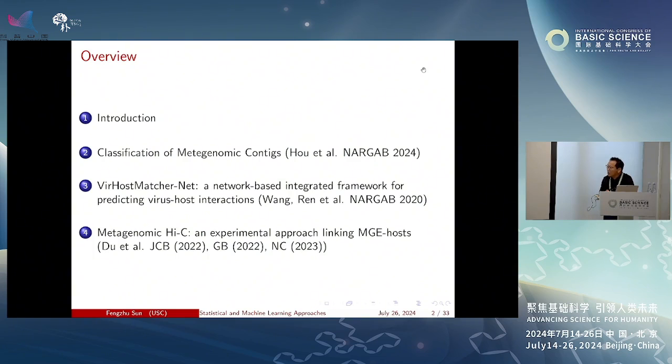Then I will talk about a computational method for classification of metagenomic contigs. So contigs, you can think about long sequences, and I will explain why we call them contigs. Then I will talk about the method for matching virus and their host. And finally, I will talk about how we identify virus-host interactions in metagenomic data. In particular, how do we analyze metagenomic Hi-C?